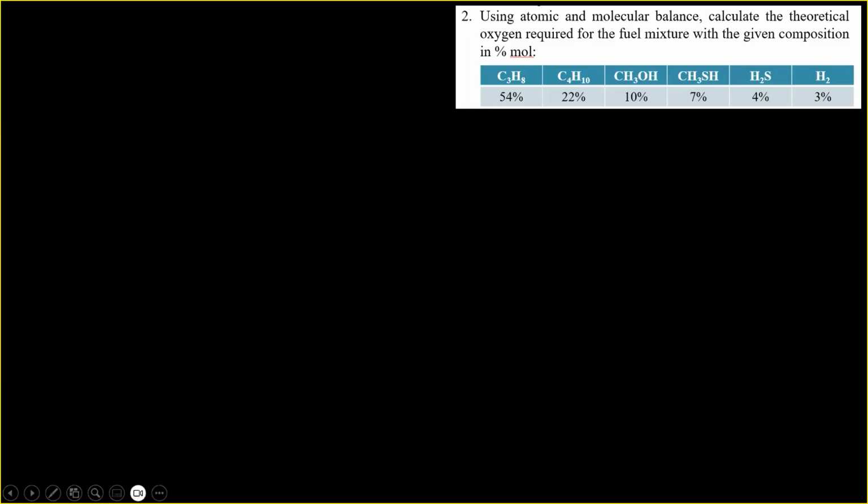Using the atomic and molecular balances. So this is different: molecular and atomic balances. Calculate the theoretical oxygen required for the mixture with a given composition in percentage by mole. So, molecular balance tayo.